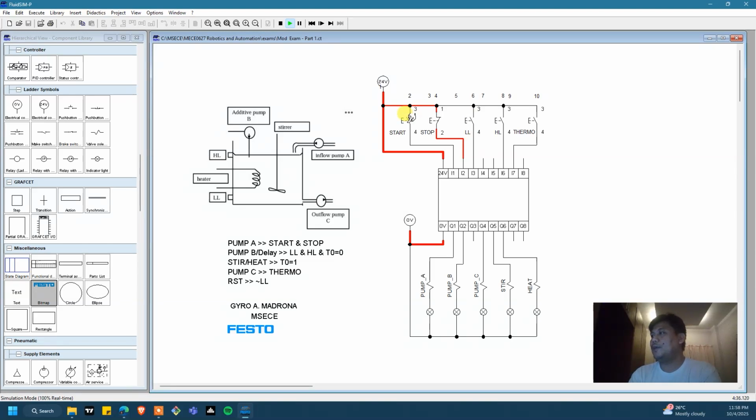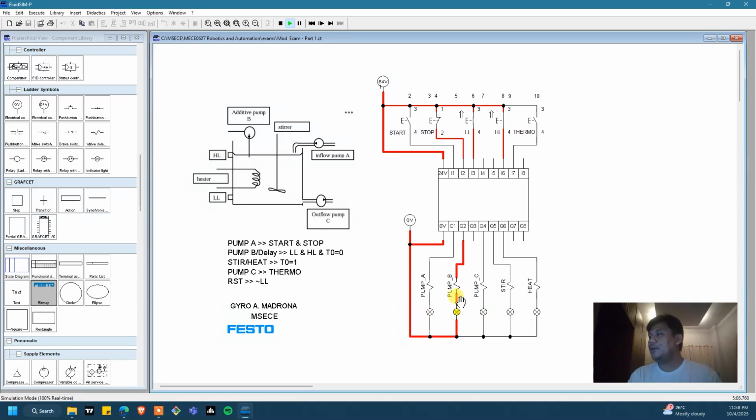So I will go and press start. Okay, so your pump A is now activated. So liquid will start to flow again, hitting your low level switch. Or let's hold this one. Okay, so hitting that low level switch, it will try to increase up to the high level switch. It will start to rise.